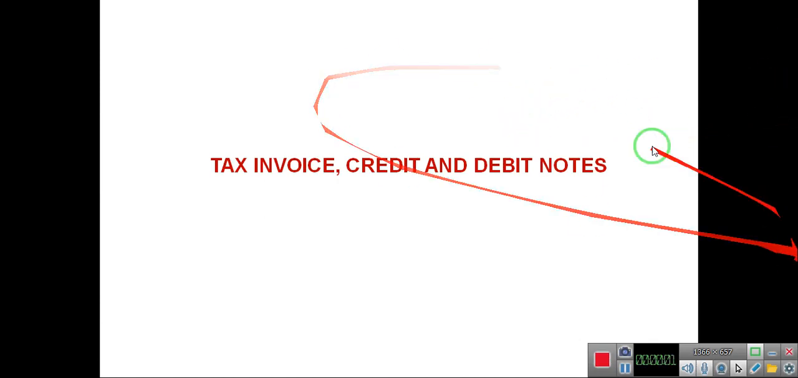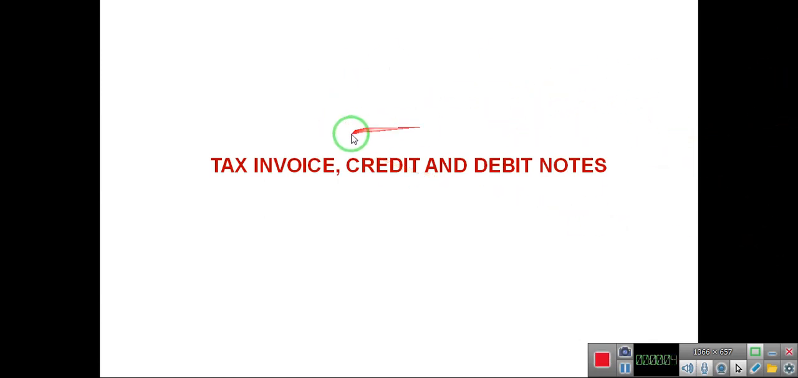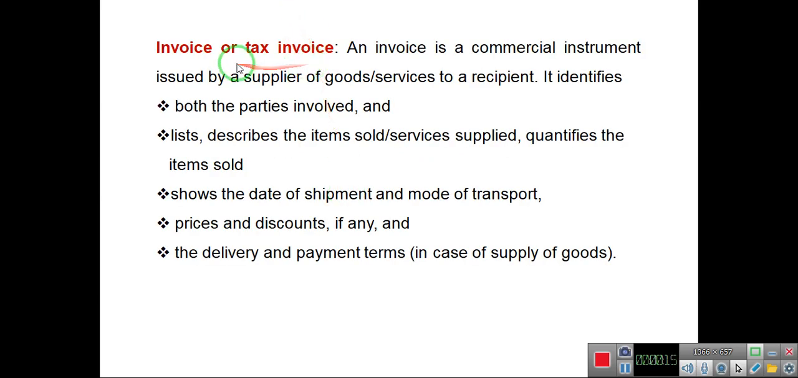Good morning everyone. In today's class we'll discuss the various documents required to be issued under the GST process. The first document, the most important document under GST, is the tax invoice. Now first, what is a tax invoice?